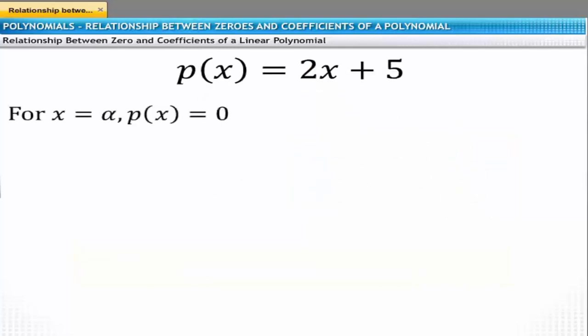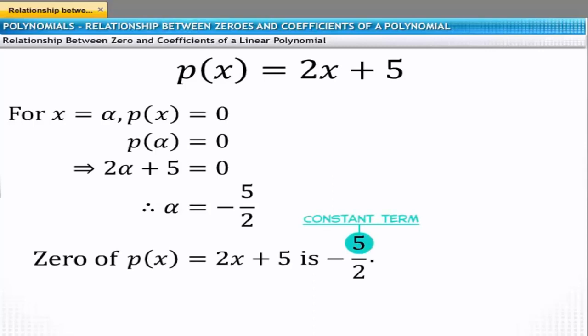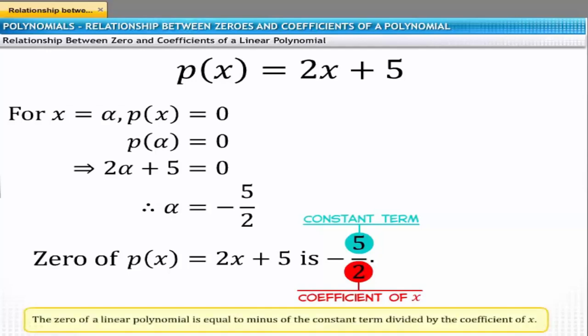Let's assume that for x equal to alpha, the value of p(x) becomes 0. Thus, p(alpha) is equal to 0. This implies that 2 alpha plus 5 is equal to 0. On simplification, we get the value of alpha as minus 5 divided by 2. Here you observe that the numerator 5 is the constant term of the polynomial, and the denominator 2 is the coefficient of the variable x. Based on this observation, we can conclude that the zero of a linear polynomial is equal to the minus of the constant term divided by the coefficient of x.